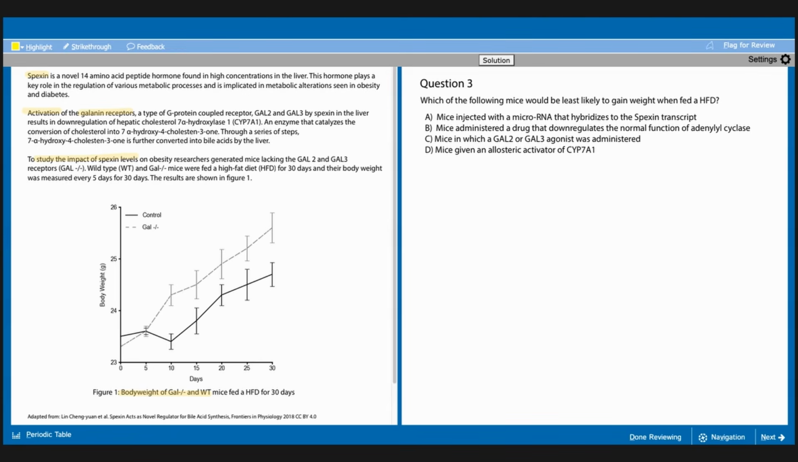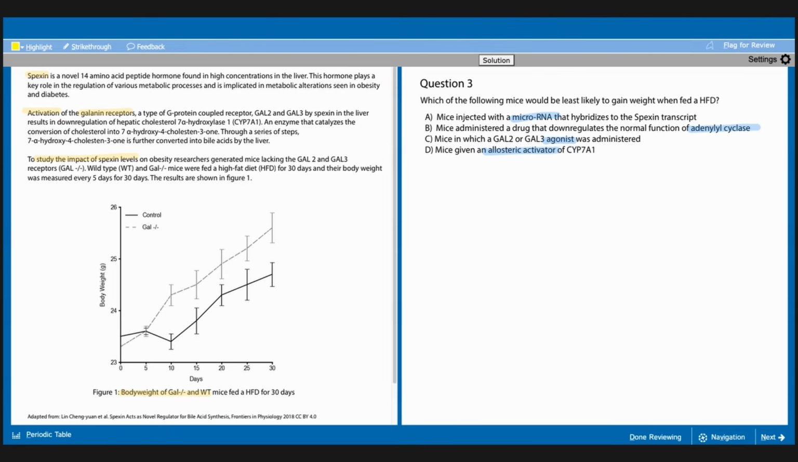This one here asks, which of the following mice would be least likely to gain weight when fed a high-fat diet? As we scan through our answer choices, we can see that they discuss microRNA in the spexin transcript, drugs that downregulate adenylate cyclase, agonists of GalR2 and GalR3, and allosteric activators of CYP7A1. As I begin to think about this, I want to identify any of my content pieces of information at this point in time, and ultimately I don't see anything that seems to fit into one box. In this case, I'm just going to go through and think about words that I've maybe seen before or that stick out to me. So for me, that would be microRNA, adenylate cyclase, agonist, and allosteric activator.